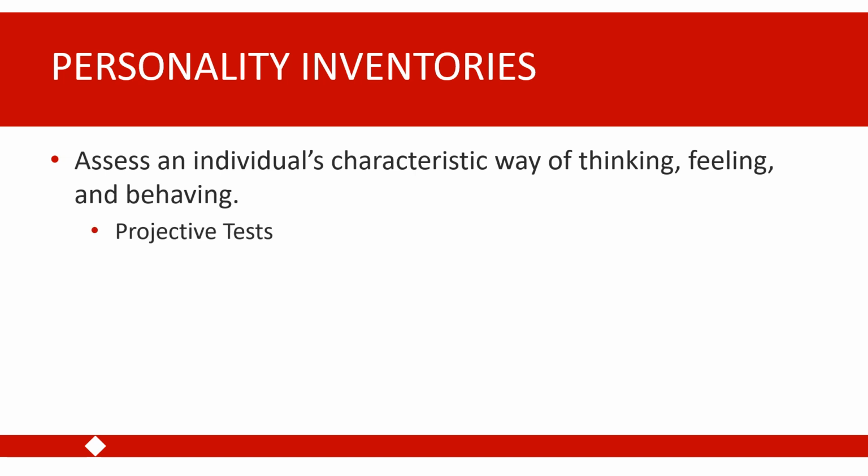There are two primary types of personality inventories, and they assess personality in different ways. In a projective test, you provide an individual with an ambiguous stimulus, and you have them respond to that stimulus, and then on the basis of how they respond to it, you interpret that as being reflective of something about their personality. One of the most common examples of a projective test is the Rorschach.